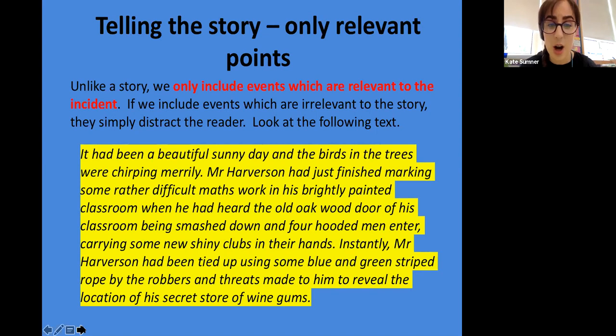So you don't need to know it's a beautiful sunny day. I mean, you don't need to know about the color of the rope that he was tied up with. It's just irrelevant. It distracts the reader from the actual story of what happened. So this is a bad example of what to do. So this is not what you would do. You just want the facts. It still has to be well written, but well written in a different way. I hope that makes sense. I know it's a little bit tricky.